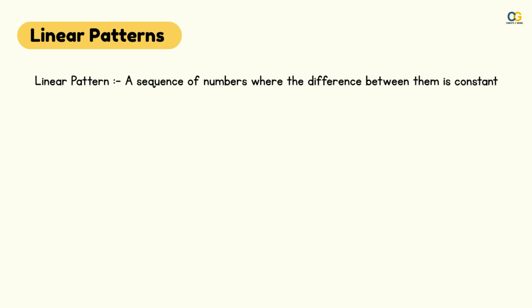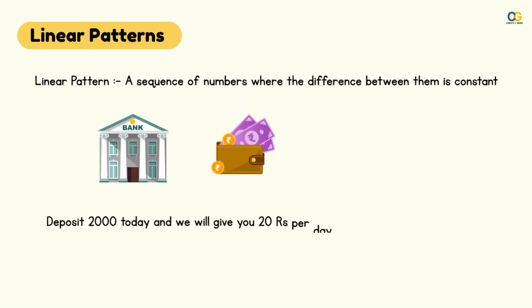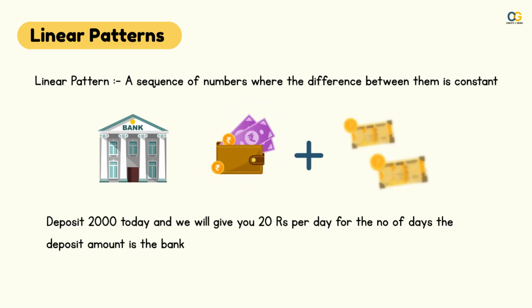Moving on to linear patterns. A linear pattern is a sequence of numbers where the difference between them is always constant. So let us consider an example here to understand this better. So let's say there is a bank which says that if you deposit 2000 rupees today, we will give you 20 rupees per day as interest or income for the number of days the amount is in the bank.